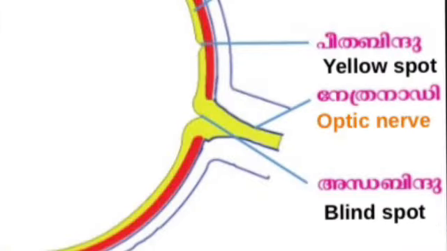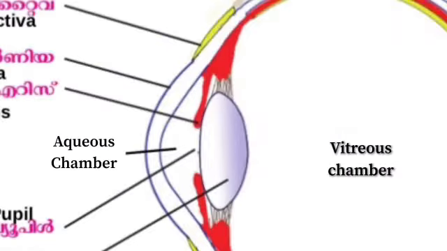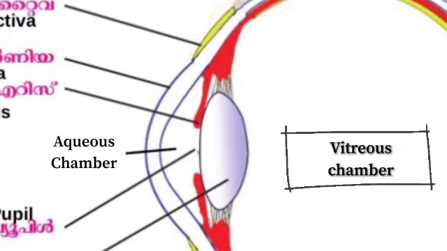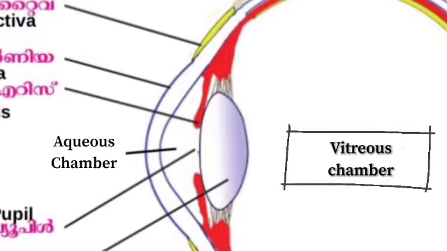The retina has 2 points, the blind spot and the yellow spot. The yellow spot provides maximum vision, whereas the blind spot provides no vision. Next part is the optic nerve. The eye has 2 chambers, the aqueous chamber and the vitreous chamber. The aqueous chamber is in between the cornea and the lens. The vitreous chamber is in between the lens and the retina.